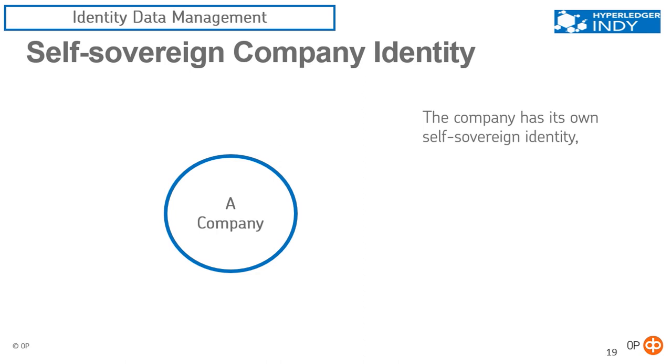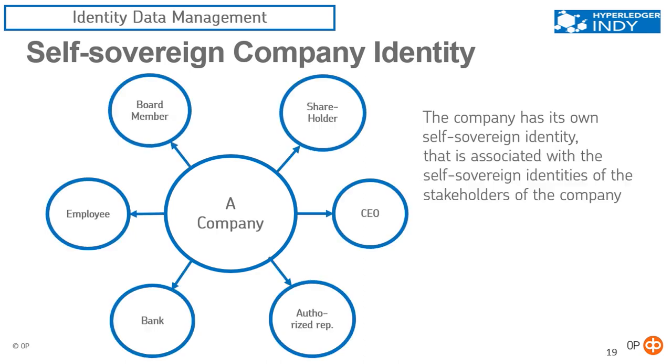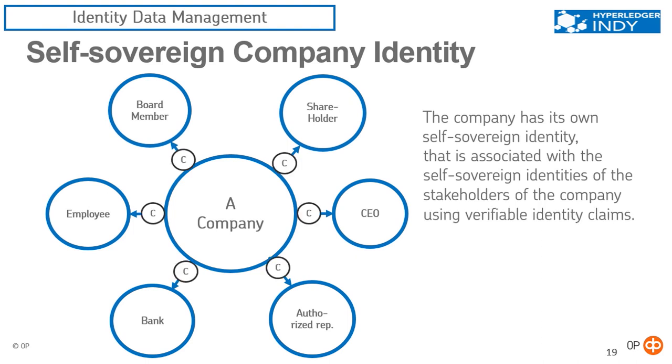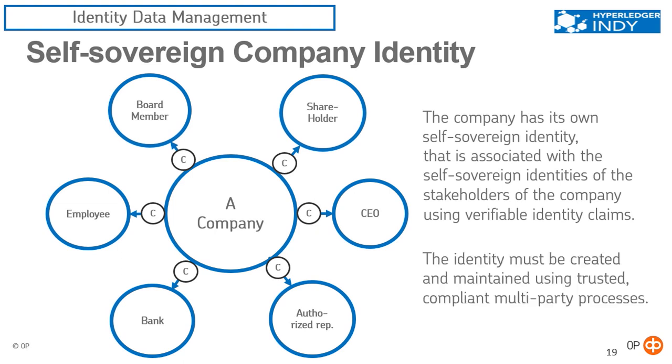Here's a recap about the self-sovereign identity now as we see it. So the company itself has its own identity, which is associated with the self-sovereign identities of the stakeholders of the company, like the CEO, bank, employee, board member, shareholder. And these connections between these different entities are expressed as verifiable claims, as I described. And this identity must be created and maintained using a trusted, compliant, multi-party process.